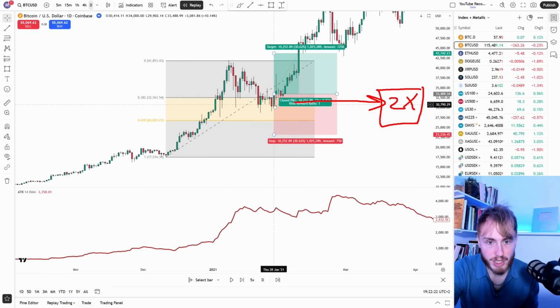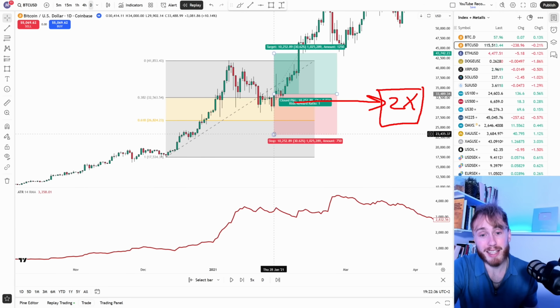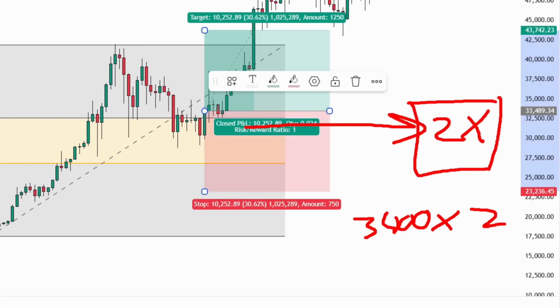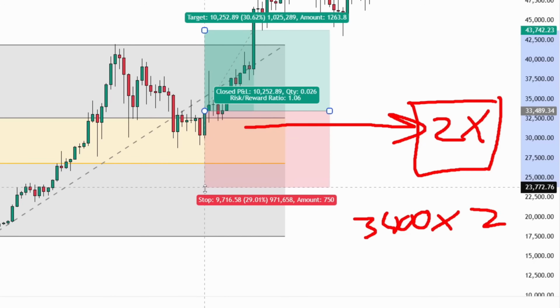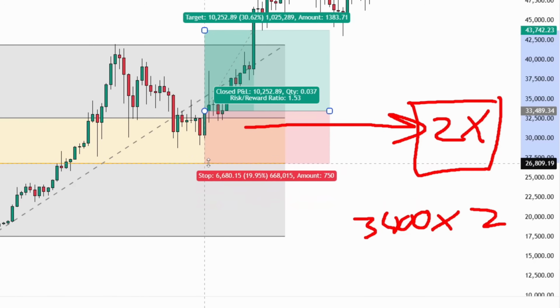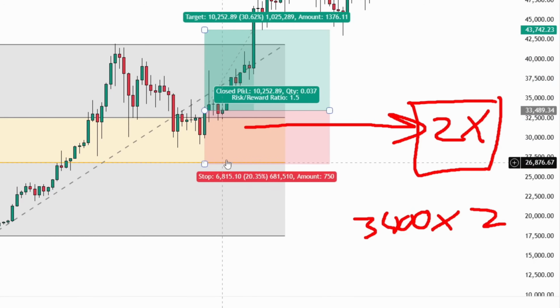So what do I mean by this? Well, we go down here to the candle where we entered, and then we move down here to the ATR. As you can see on this candle, the ATR was 3,400. So with a 2x ATR, that means we should set our stop loss 3,400 times 2 away from the entry. You can see that by looking closely at the stop numbers right here. Down here it's 10,000, but we want to go down to 6,800, right? So using an ATR multiple of 2, our stop loss would be right here.